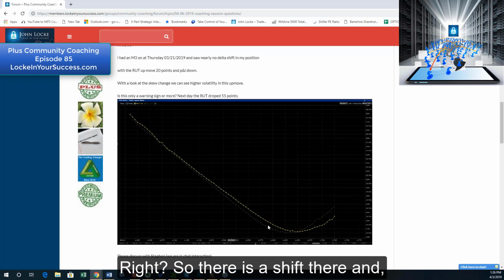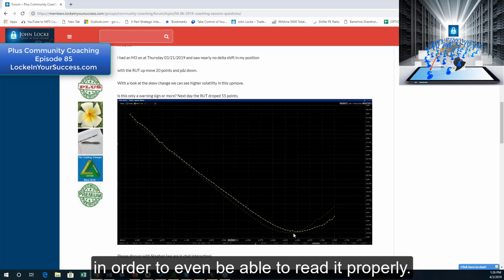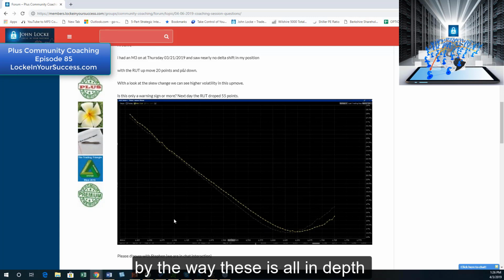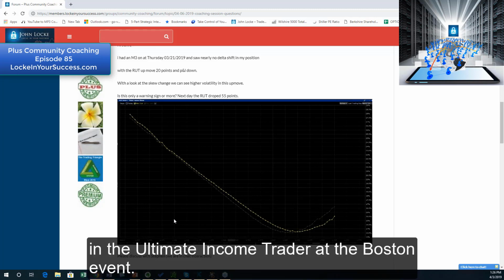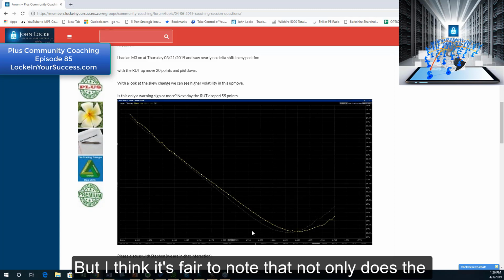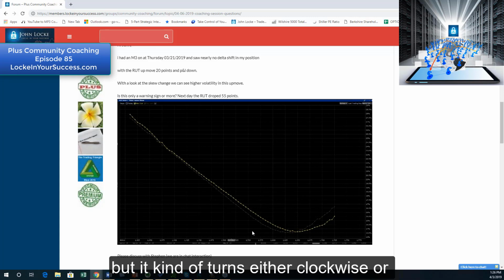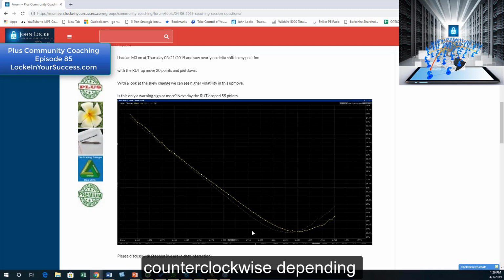So there's a shift there. And you have to realize that in order to even be able to read it properly. You have to realize that there is a shift there. And I think it's fair to note, and by the way, this is all in depth in the Ultimate Income Trader at the Boston event, but I think it's fair to note that not only does the fishhook, if you will, shift, but it kind of turns either clockwise or counterclockwise, depending on if it's steepening or flattening.